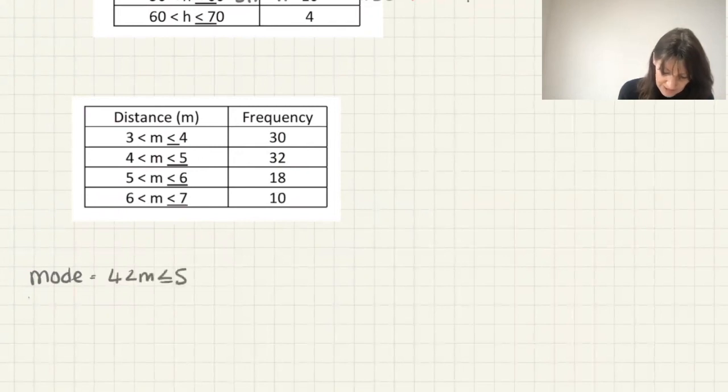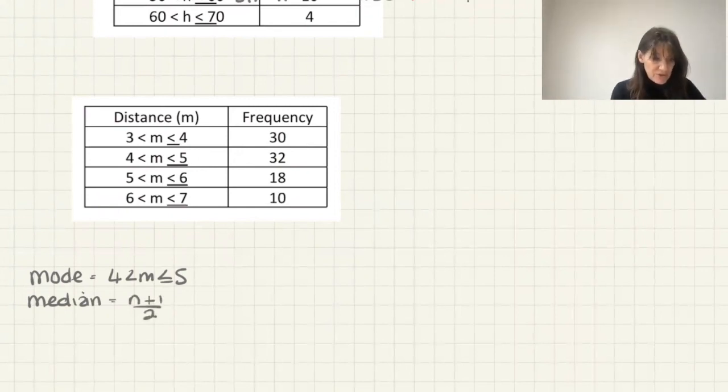So my median, I know it's got to be the total plus 1 divided by 2. So I'm going to need the total of this table, which is 90. And I'll pop it on there. 90 plus 1 is 91. Divide that by 2. You've got 45.5.